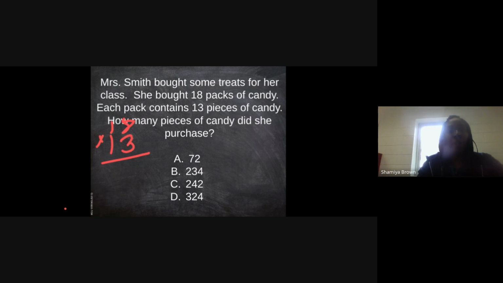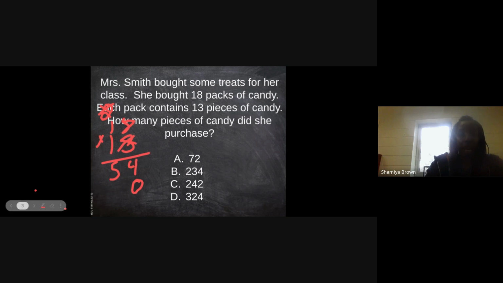And if I do that, I have 8 times 3, which gives me 24. So I put my 4, carry my 2. Then I do 1 times 3, which is 3, plus the 2, which is 5. Then I put my 0 to hold my place. I mark out my 3 because I've already used it, and I'll mark out my 2 because I've already used it. Now I have to multiply 8 times 1, and that gives me 8.